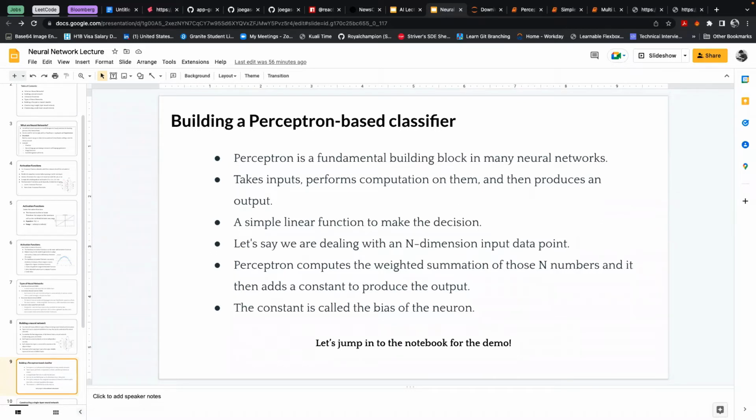A perceptron computes the weighted summation of those n numbers, and it then adds a constant to produce the output. The constant is called the bias of the neuron. It is worth noting that these simple perceptrons can be used to design complex deep neural networks. Now, let's jump into the notebook for the demo.